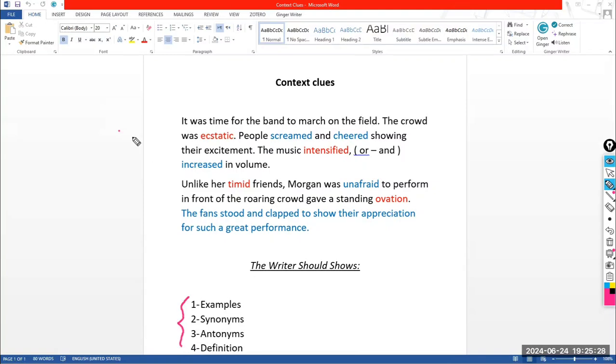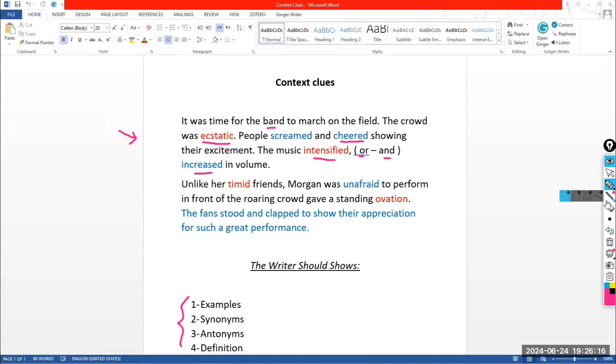Let me explain them. Let's imagine that in the Duolingo exam, in Read and Complete, you have this text. The text says: It was time for the band to march on the field. The crowd was ecstatic. People screamed and cheered. Now, maybe you don't know the meaning of cheered, but it's similar to screamed. Or maybe you don't know, for example, showing their excitement. The music intensified, or maybe and increased. Maybe you don't know the meaning of intensified.